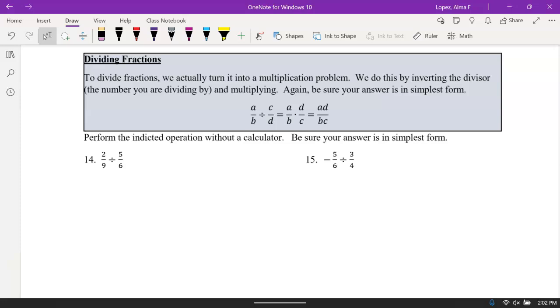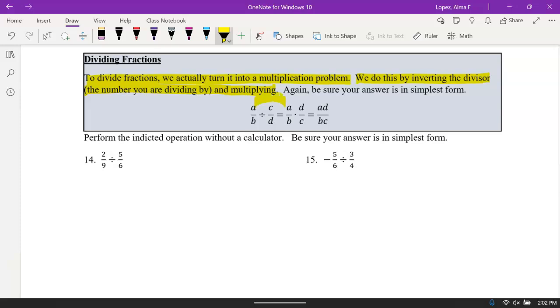Now, we've shown you how to multiply in the last video. In this video, we'll spend the rest of the time talking about division of fractions. To divide fractions, we actually turn it into a multiplication problem. What we do is write the first number down, and then we multiply by the reciprocal of the second, the one that is being divided by, like this. If I have A over B divided by C over D, it's equal to A over B.